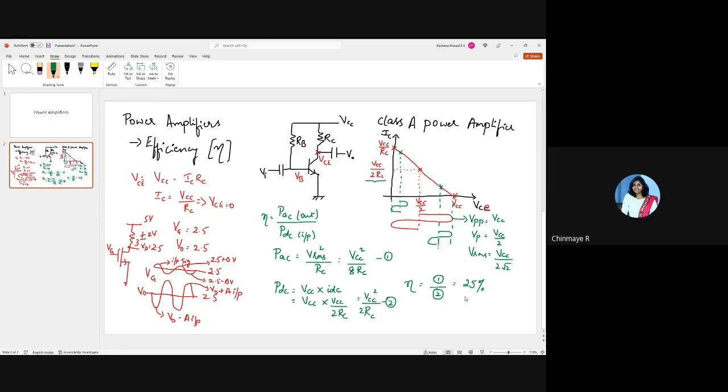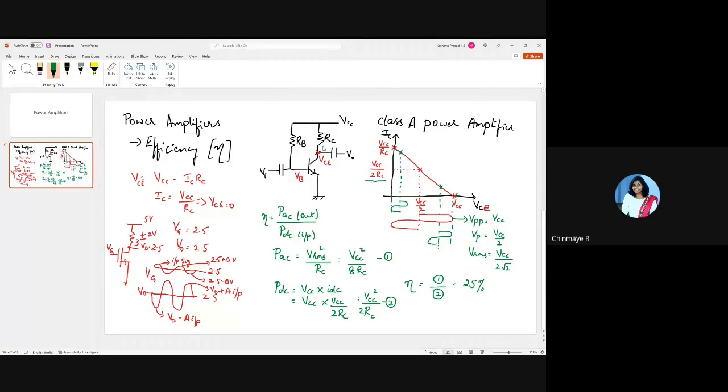Right? And intuitively, we saw why the efficiency is so less, because irrespective of whether there's a conversion or not, this amplifier is always on, which is not what we require, right? So that is why the efficiency is very, very less. We'll just summarize it again, and then I'll give you some time to note down. Okay, so this is basically a class A power amplifier.